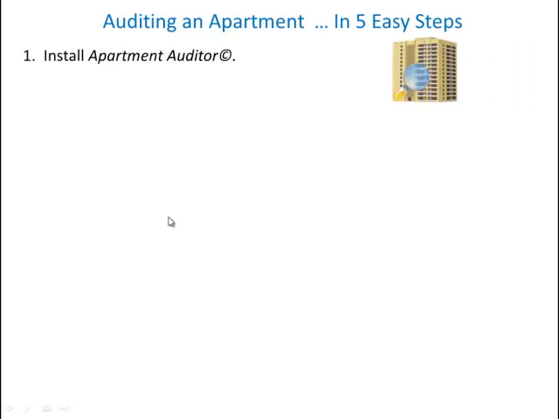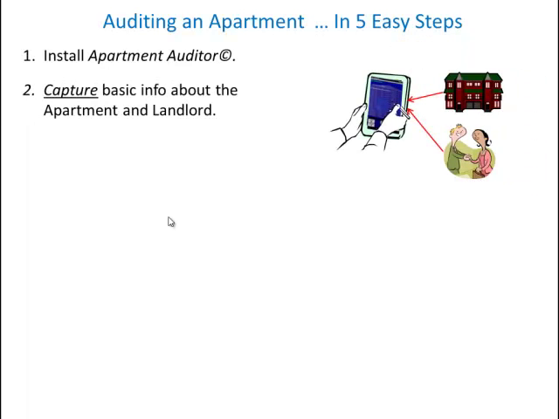So step one is obviously to install Apartment Auditor on your mobile device. Step two, what you're going to do is capture basic information about the apartment. Get a picture of the apartment, find out how much the rent is, what the deposit is, as well as get contact information for the landlord.